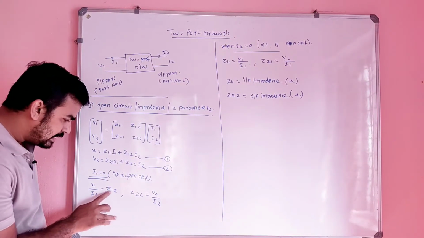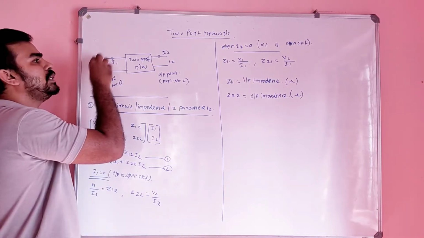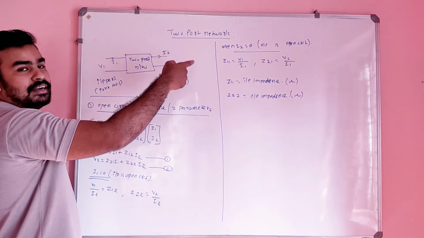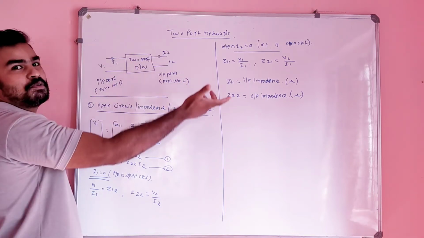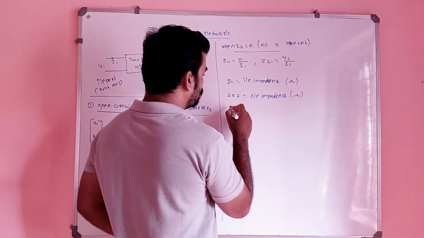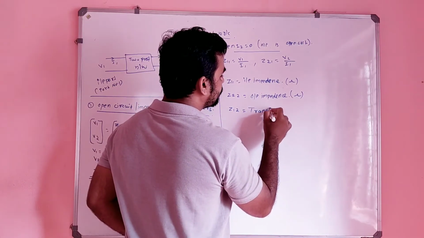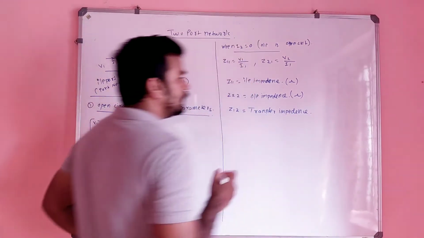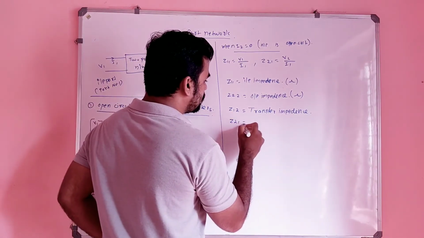And see one thing, Z12 is nothing but V1 by I2. That means the ratio of input voltage to the output current, the ratio of excitation to response, right? That is why this Z12 is called transfer impedance. And in a similar manner, Z21 is equal to what?